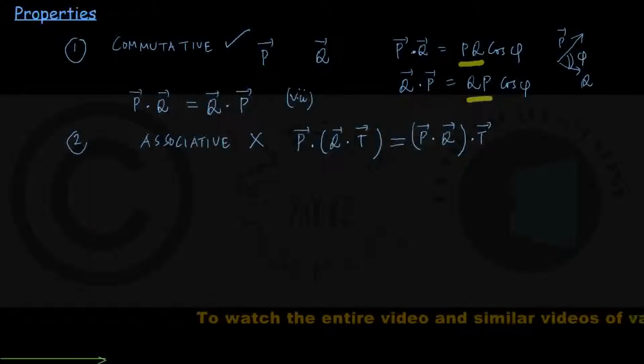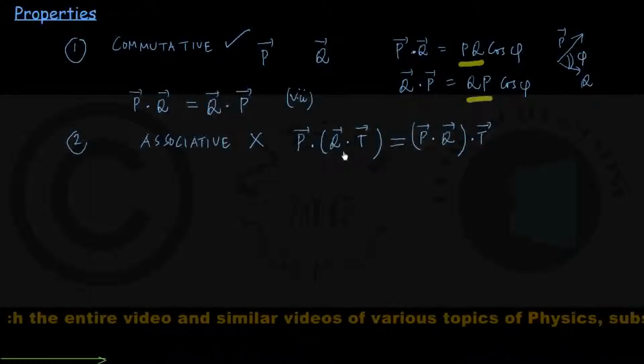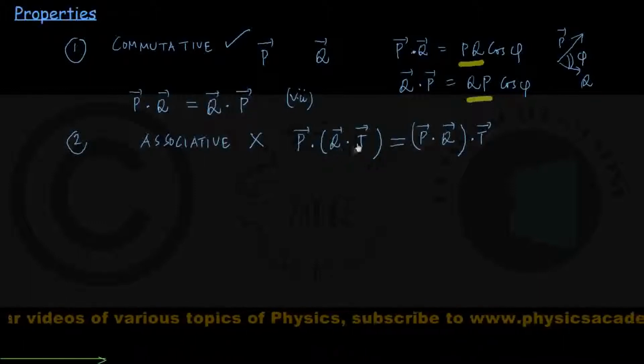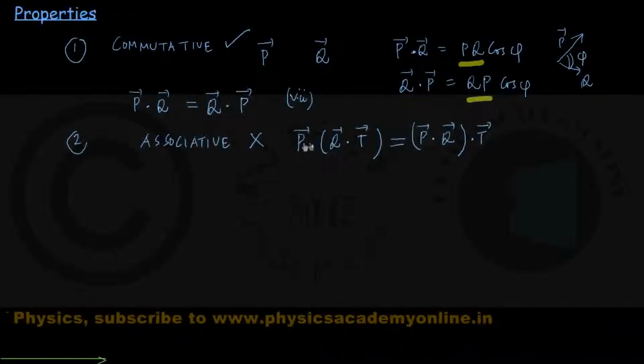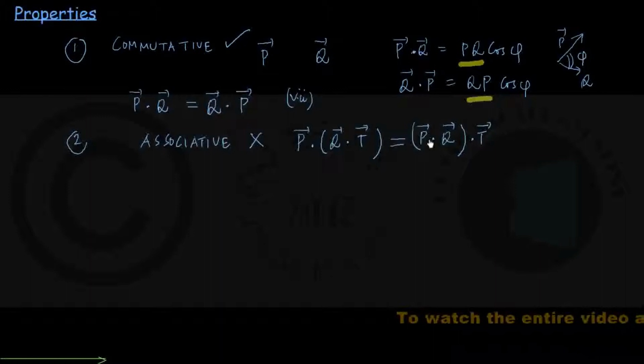Okay, now let's investigate that a little carefully. You see that Q dot T basically is a scalar quantity. The scalar product of two vectors Q and T is a scalar quantity. So how can you have a dot product of a vector P and a scalar? You can't have a dot product of a vector and a scalar quantity. So it's useless, meaningless. Similarly here, P dot Q is a scalar quantity. And once it's a scalar quantity, you can't have a dot product with a third vector after that. This is also meaningless. So both terms are meaningless, and hence associative property is not there in a scalar product.